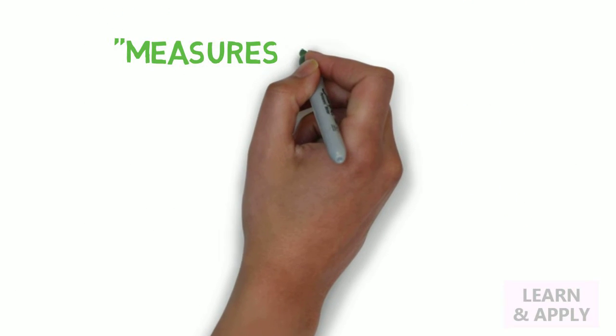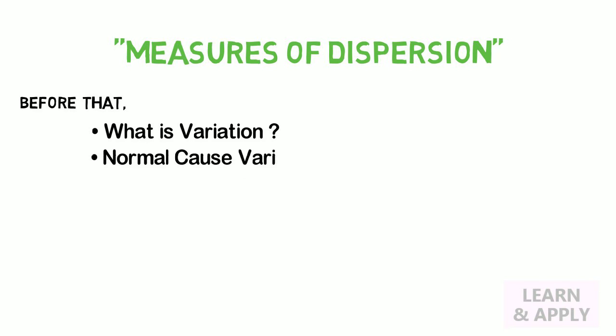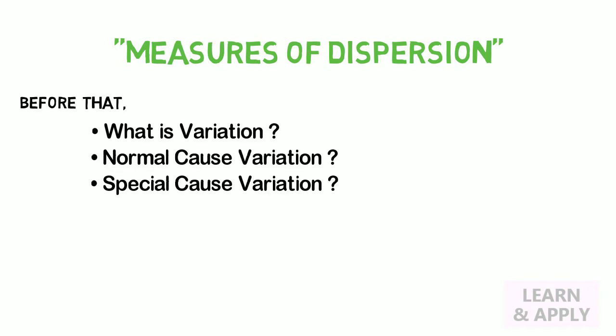After understanding of these concepts, let's move to the measure of dispersion. Before going to measures of dispersion, you must know what is variation and normal cause as well as special cause variation. If you knew it, then let's go to the next concept. If you don't, I had already explained these concepts in control chart. You can learn it just by clicking on this card.